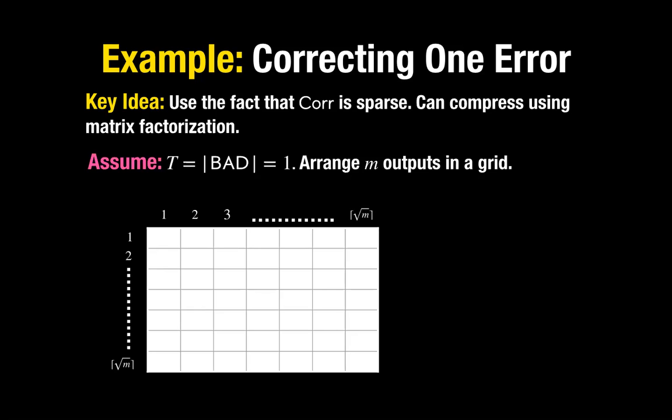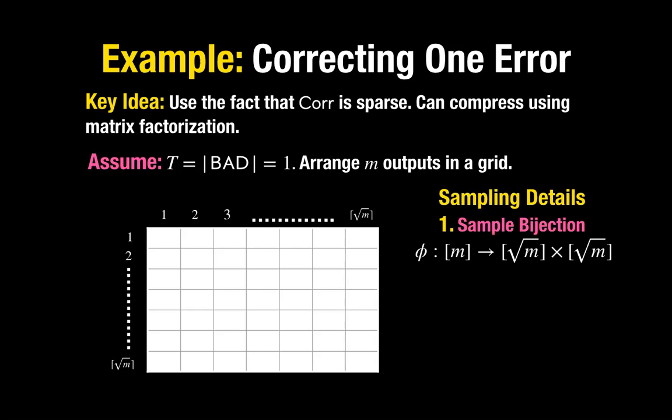So assume the size of the bad set is 1, so only one error. What I'm going to do is define a new blank matrix of size root m cross root m. Then I'm going to sample a bijection which maps the indices of the PRG output into this matrix. This is an arbitrary bijection; I don't care how it's sampled. It maps output bits into the grid. Now I'm going to take this correction vector, map it using that bijection, and put it inside this matrix. By definition, the correction is one sparse. Therefore, this matrix M, which I just constructed, is going to have just one non-zero entry. Therefore, it has rank 1.